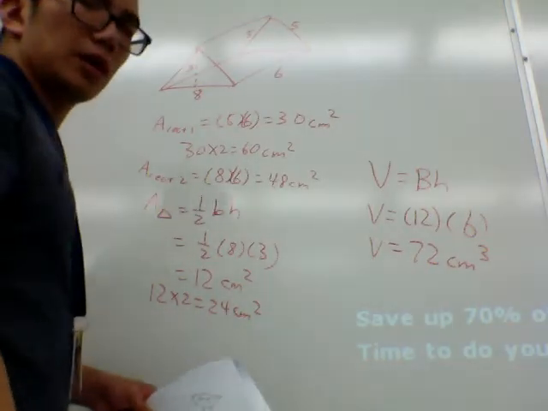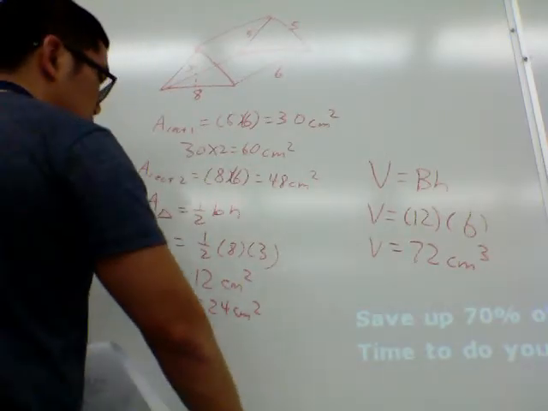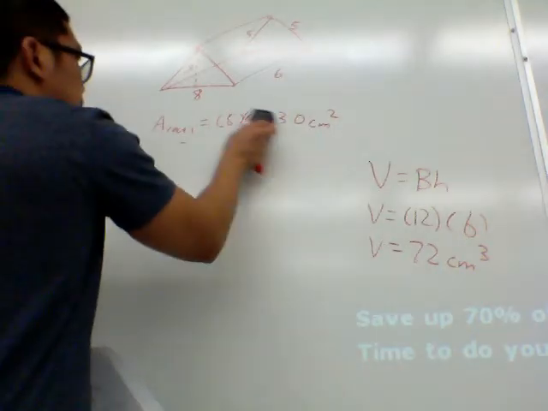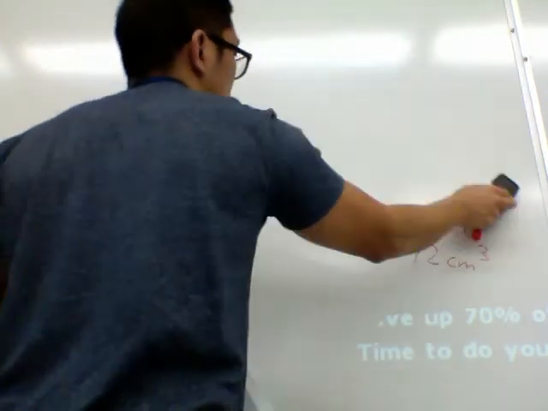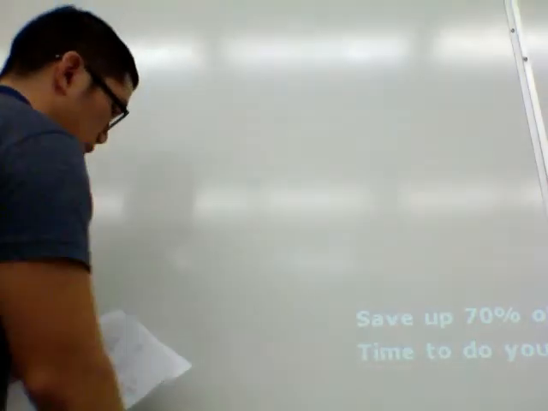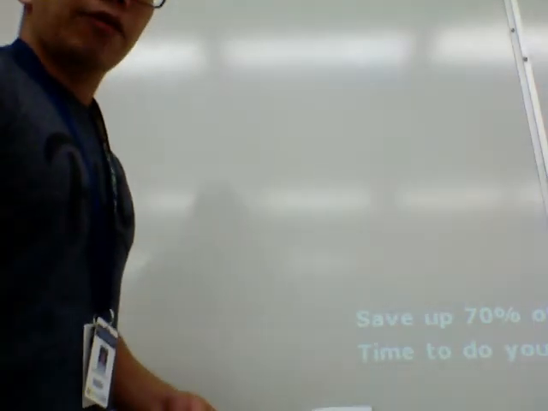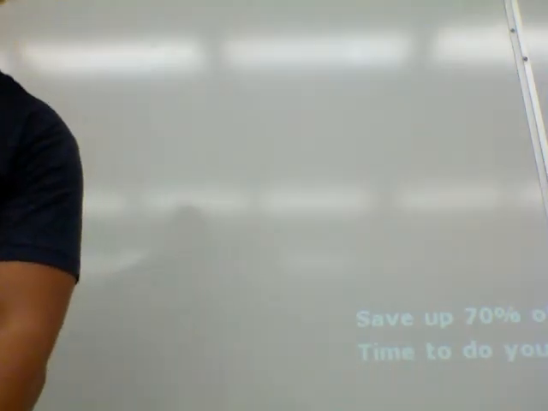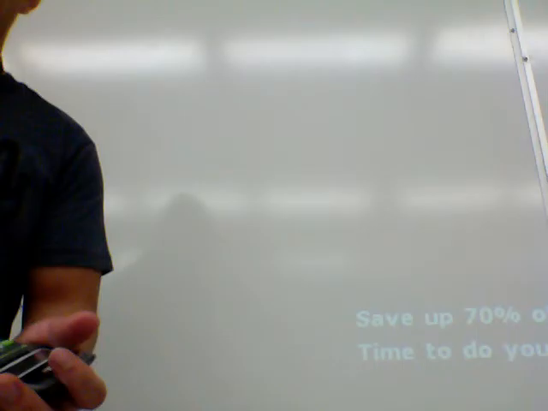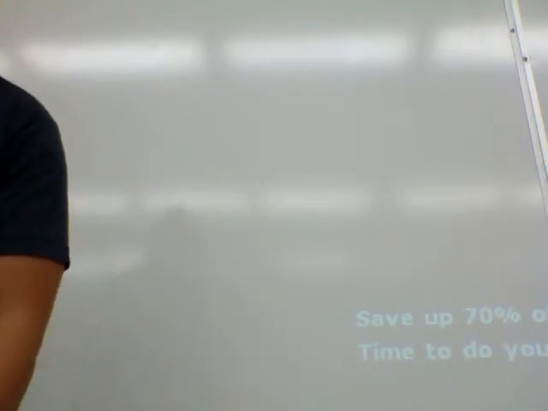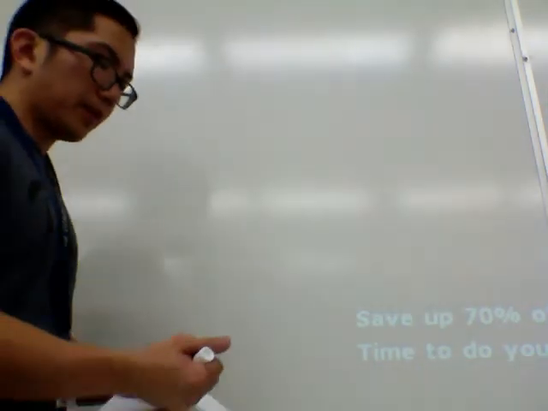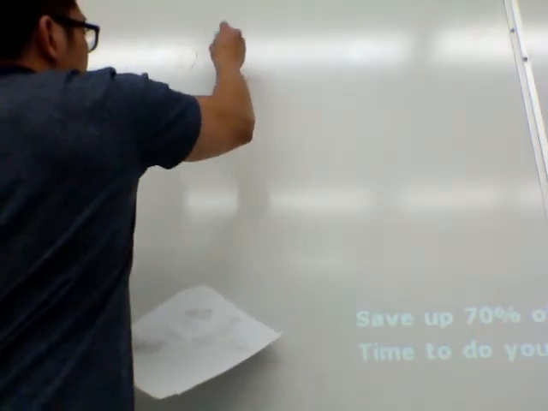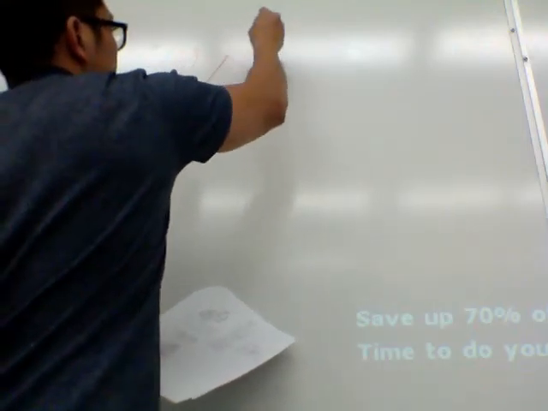So if I do number 5 now, actually I did 5 in class, so I'm actually going to do 6. 5 and 6 are the same exact problem. So if you get one, you'll get the other. So I'm going to go over number 6. Number 6, you have a triangular prism again, but they give you different measurements this time around.